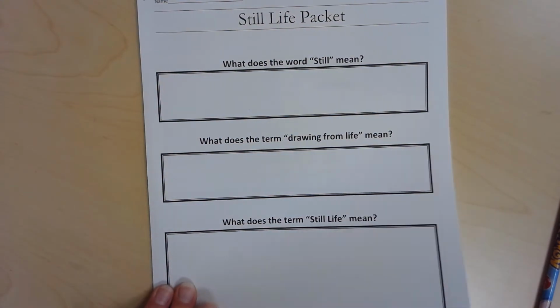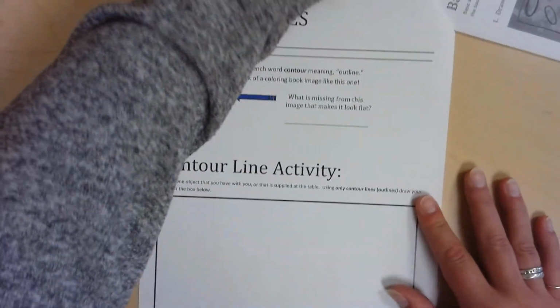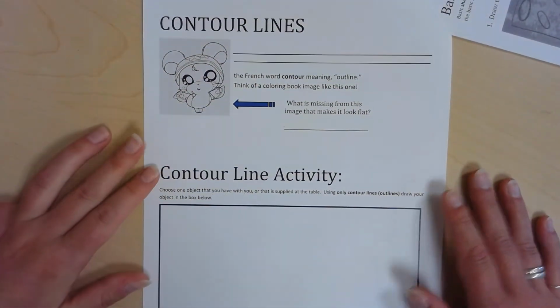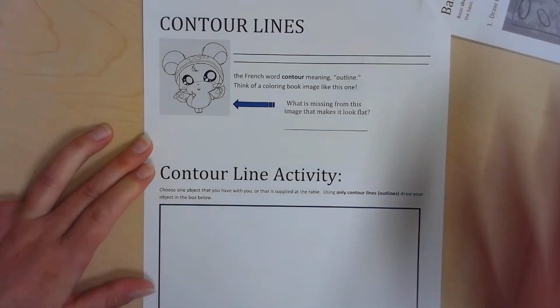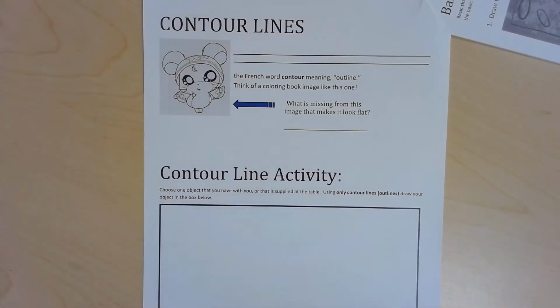All right, flip the paper over. And now we're going to talk about contour lines. And I'm going to read the definition as you're going to write it down on these two lines. Okay? Contour lines are the artistic technique used by artists to create lines that result in a drawing that is essentially an outline.